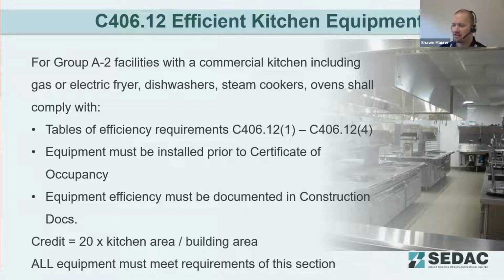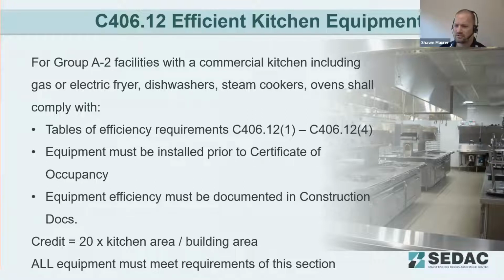You do get a significant amount of credit for these. It's 20 times the kitchen area divided by the building area. So it's a weighted average credit of kitchen area to building area. But all equipment must meet the requirements of this section to qualify for this credit. So if you have certain kitchen equipment installed that doesn't meet these requirements, then as a whole, you can't claim the credit.